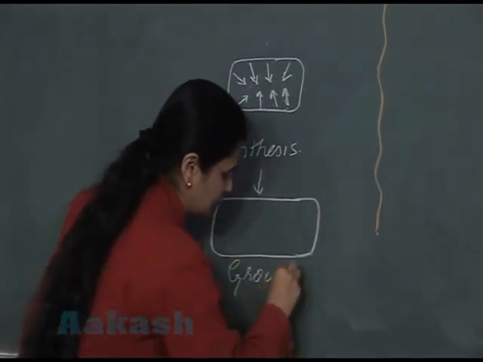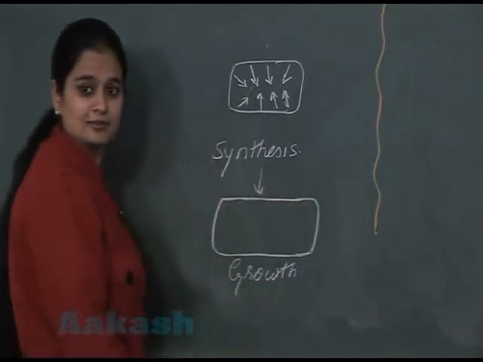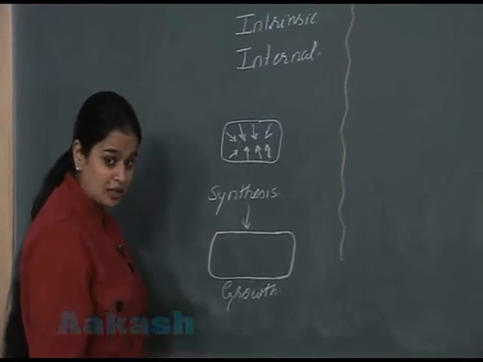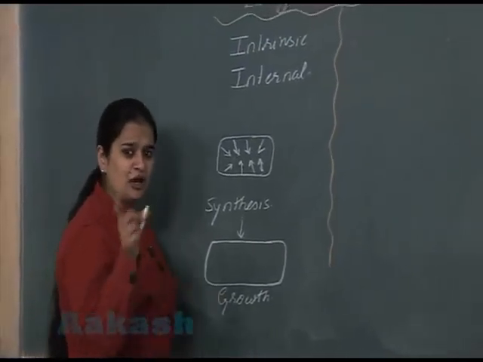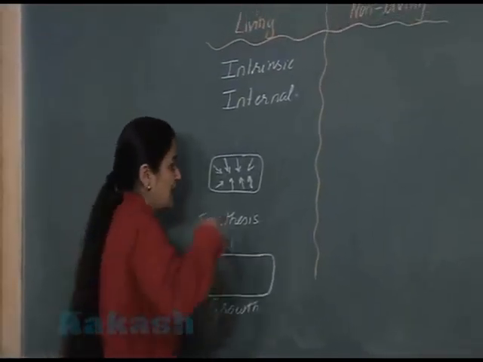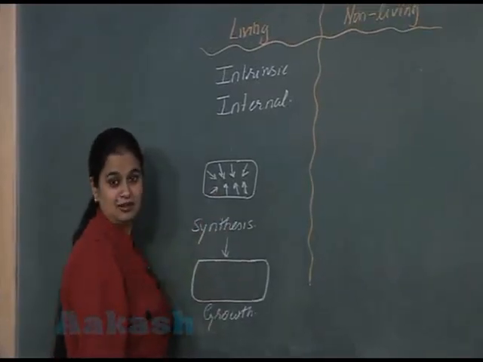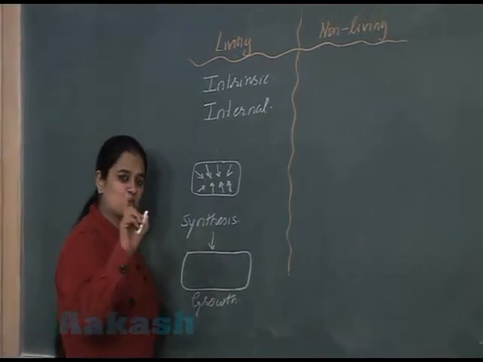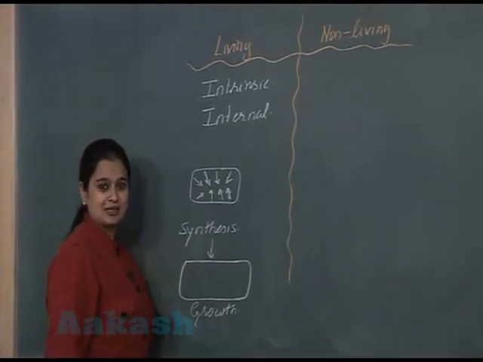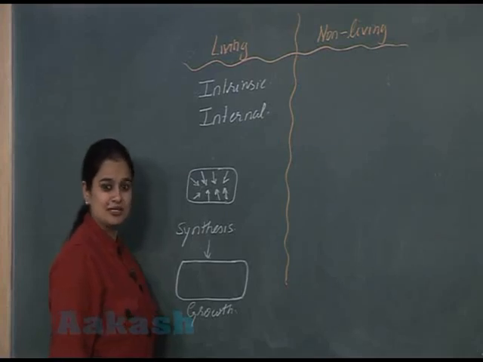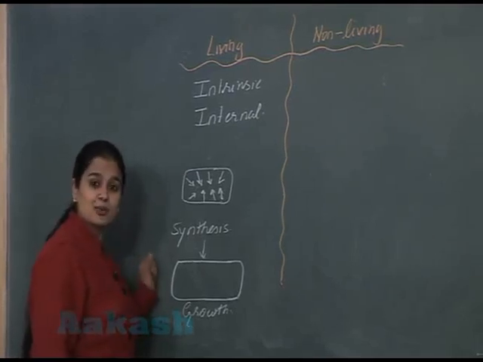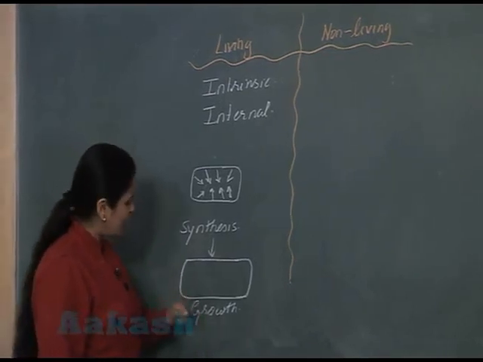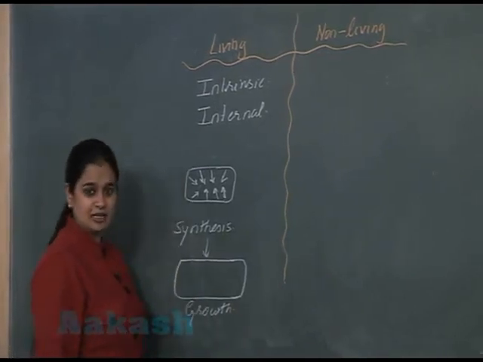So you can say the growth has occurred. So it means in the living organism, growth occurs due to the addition of new substances inside the cell. New substances are added inside the cell. That's why you are going to call it internal, intrinsic growth. Yes, this one is clear. Internal, the compounds which are added, they are added inside the cell.